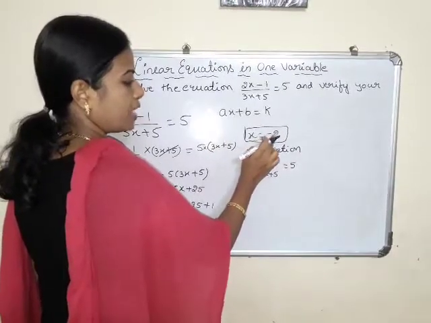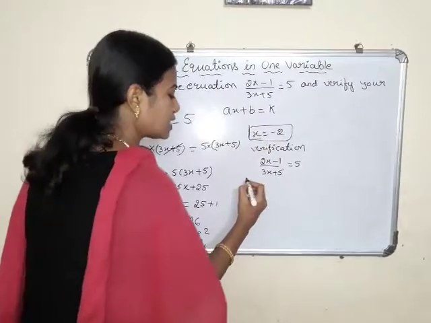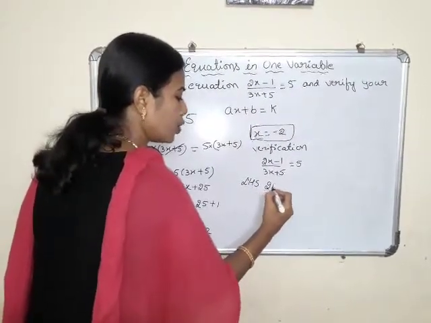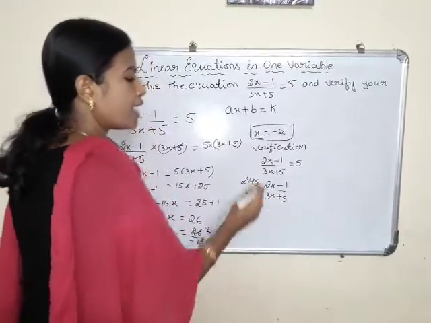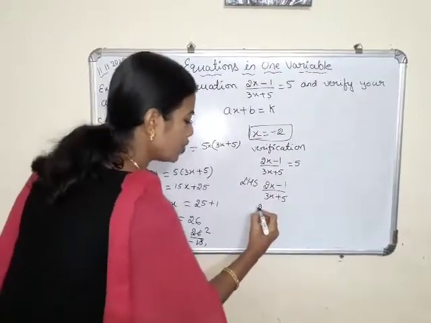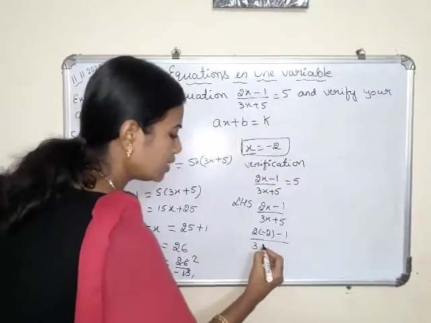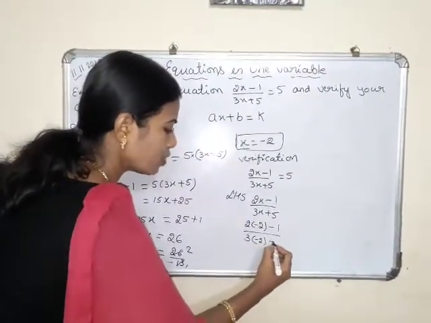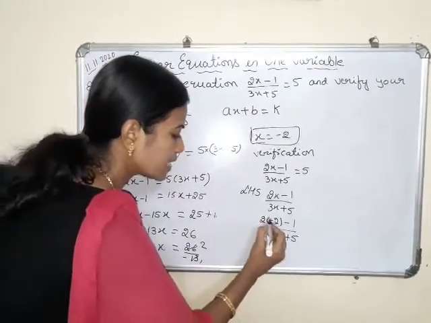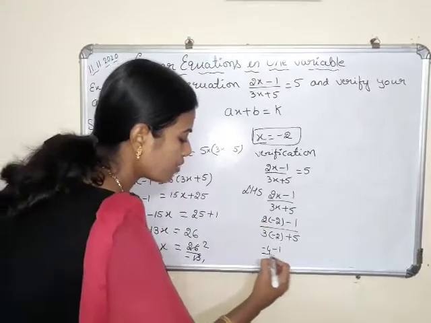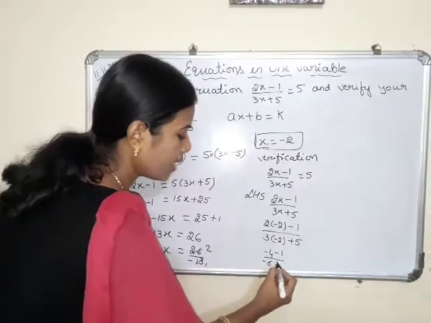The x value we got here is minus 2. You have to substitute the x value in the LHS part. Consider only the LHS: 2x minus 1 divided by 3x plus 5. What is the x value? The x value we got is minus 2. Substitute. 2 into minus 2 minus 1 divided by 3 into x value, which is minus 2, plus 5. 2 2s are 4. Plus into minus, minus 4 minus 1 divided by 3 2s are 6, minus 6 plus 5.